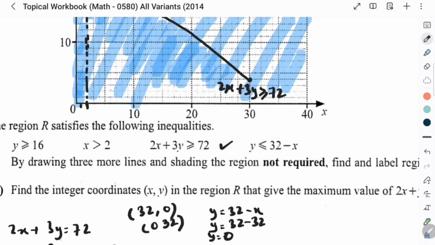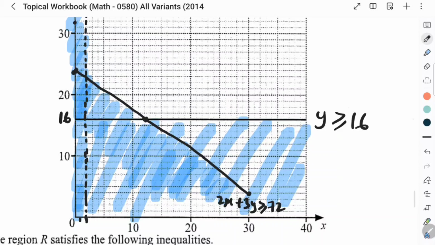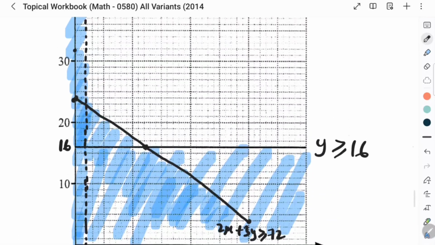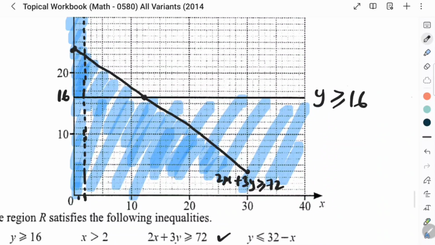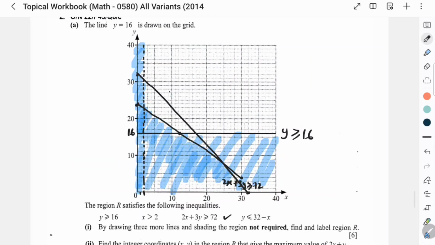I have already plotted the point 32 there. Now the next point is (0, 32), this one. Now join the points. So this is y is less than or equal to 32 minus x. So we'll shade above.